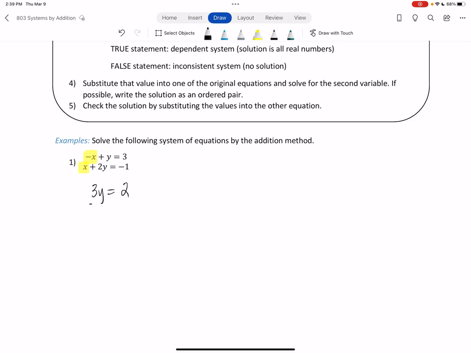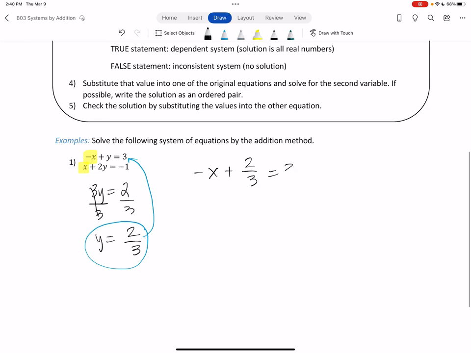Okay, now I'm going to solve for y, so divide both sides by 3, and I get y equals 2/3. Remember, to have a solution, you need a value for both of the variables. So you need to know what is x and what is y. So I'm going to take that y equals 2/3, plug it into one of those equations, and solve for x. So -x plus y, 2/3, equals 3. So subtract 2/3 from both sides.